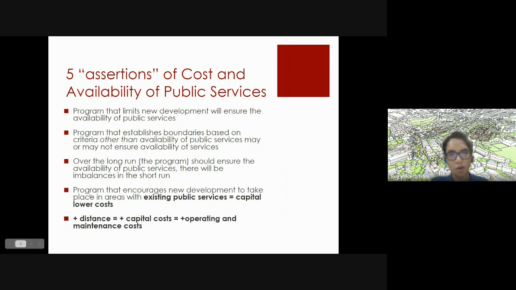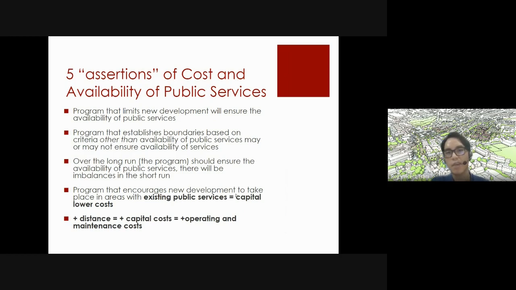And then fourth, the policy should encourage new development to take place in areas with existing public services, which have lower capital costs. I'd say if they develop in areas with existing public services, they would have less capital costs, like less development costs. So that just makes sense. All of these things are very common sense stuff.